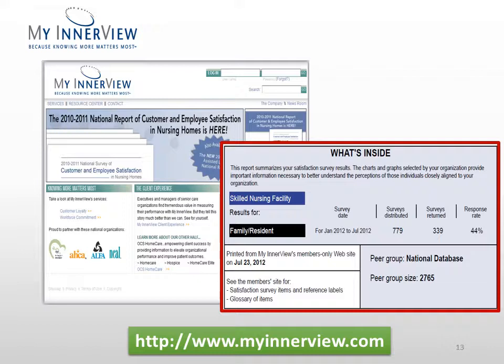Dynamic dashboards and customizable reports are often provided by these programs, and these assist you in analyzing data and trends and comparing yourself to a national database of peers that subscribe to these programs.